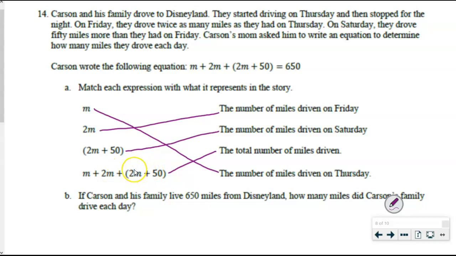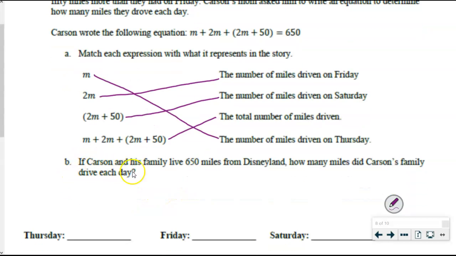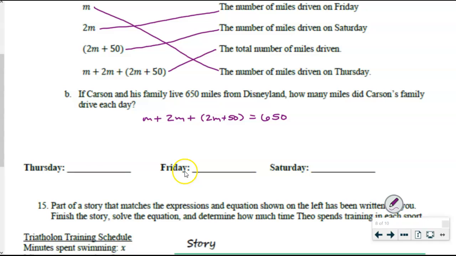So now let's turn this total miles expression into an equation. If Carson and his family live 650 miles from Disneyland, how many miles did Carson's family drive each day? We know that adding up all of the miles all together is going to be equal to the grand total. So these are balanced. It's an equation that's balanced. And now that that's ready to go, we can solve and figure out how much did they drive Thursday, Friday, and Saturday? First step is figuring out what M is equal to.